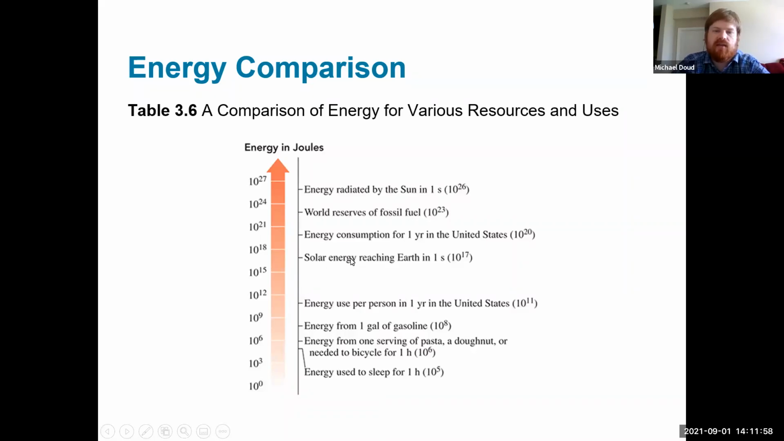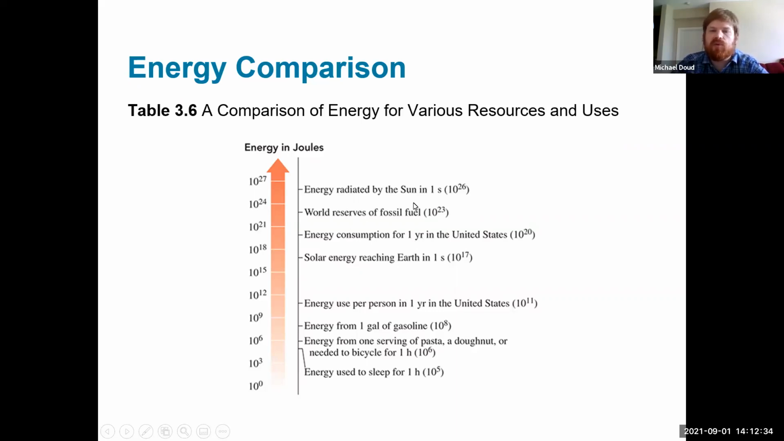In 1 second, the amount of solar energy that reaches Earth is 10 to the 17th joules. Compare that to total energy consumption, including electricity and transportation, not individual personal consumption. Energy consumption for 1 year is about 10 to the 20th. So it would take about 1,000 seconds of solar energy reaching the Earth, if we were able to harvest all of that, to cover the whole year, at least in the United States. I think we have to do this for the world next.